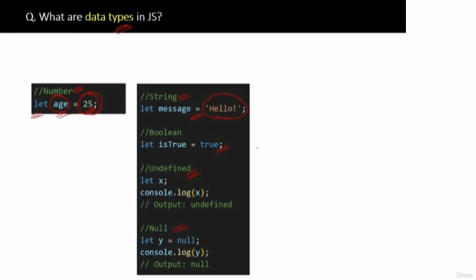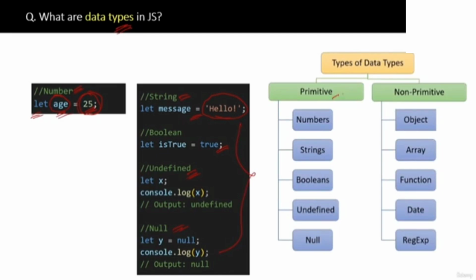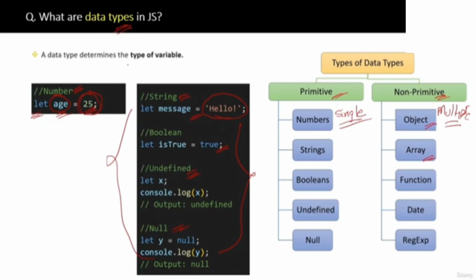Now all these are primitive data types, and we have two categories of data types, primitive and non-primitive. For now, just remember that primitive data types can hold only one single value, like I have shown here in these data types. And non-primitive data types like objects and arrays can hold multiple values, which I will show you in the upcoming questions. So finally, the simplest definition: a data type determines the type of a variable. And now you will never forget this.